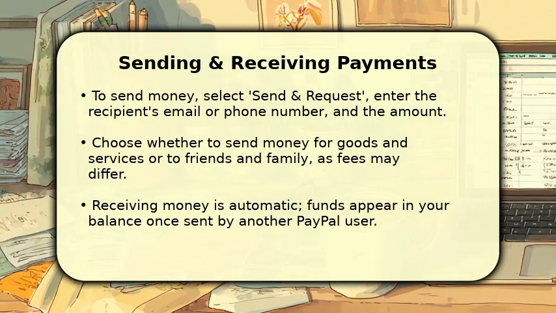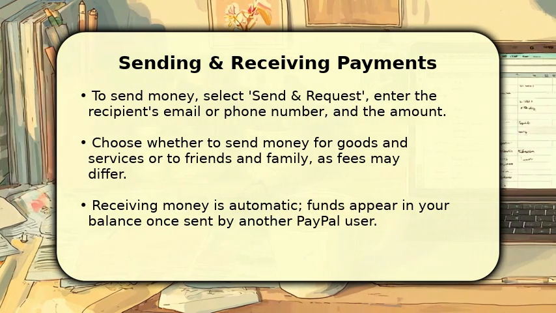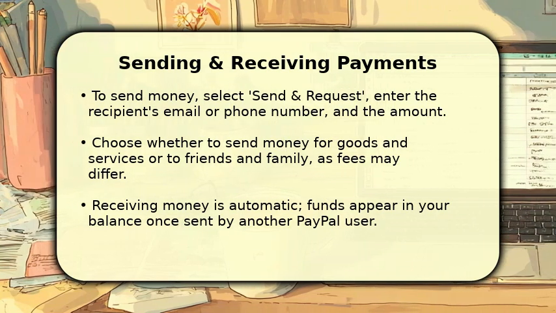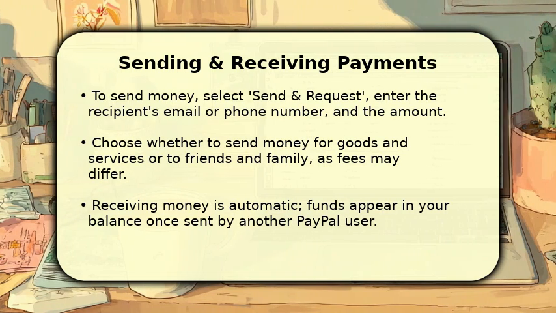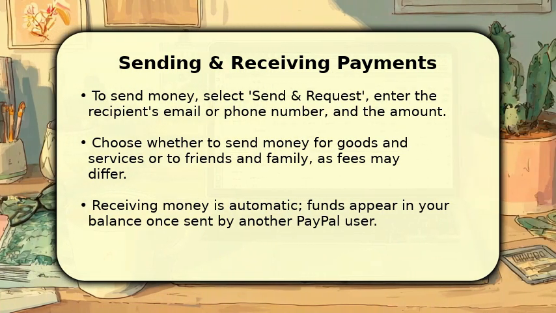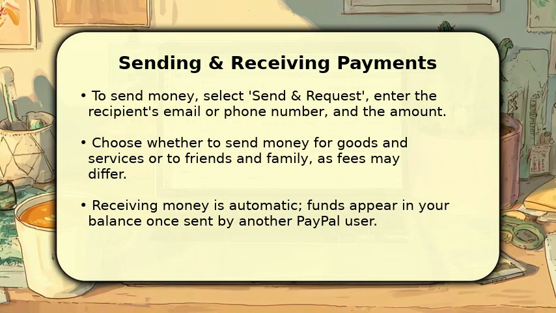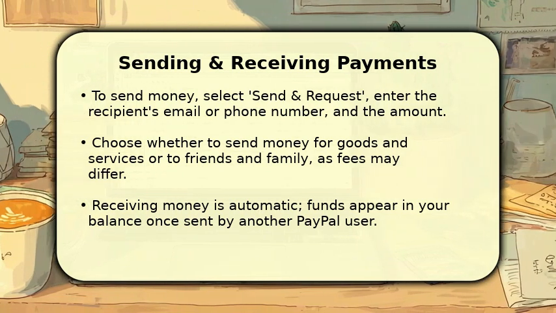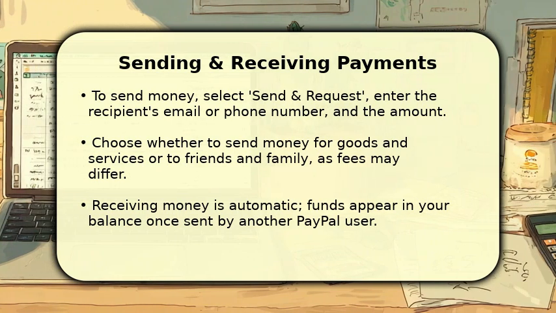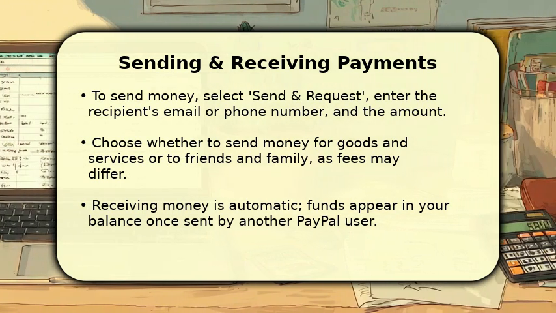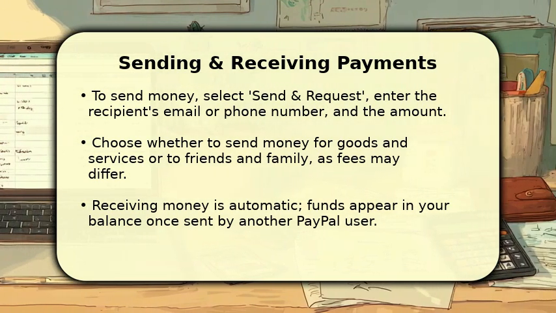Sending and receiving money with PayPal is straightforward. To send, simply click Send and Request, input the recipient's email or phone number and the amount. You'll choose if it's for goods and services or friends and family, as this affects fees. Receiving money is automatic. It just appears in your balance. Always be mindful of the transaction fees, which are usually a small percentage, often around 3 to 5%, plus a fixed amount for commercial transactions.